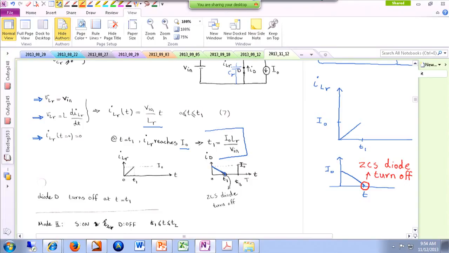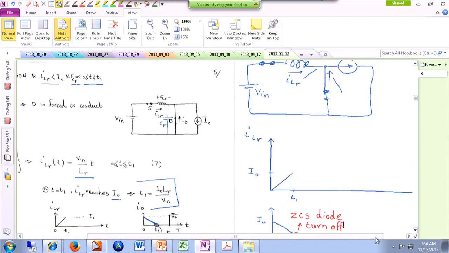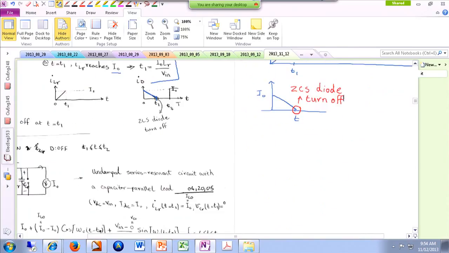That's as far as we are concerned about mode one. The resonating inductor is getting energized. Therefore, the diode is pushed to provide less and less current, and ultimately the diode is pushed to turn off at zero current conditions, which is good, and that's when the next mode starts. So now, in the second mode, the diode is out of the picture.